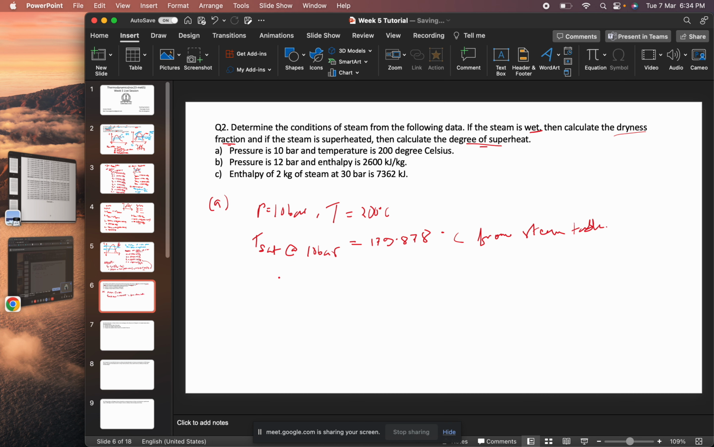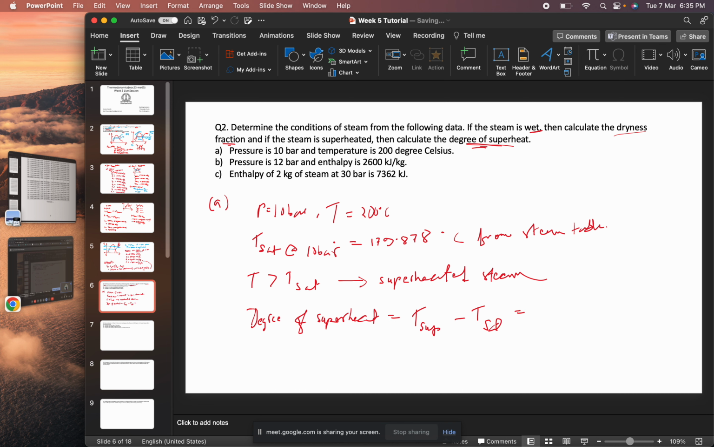Now, the earlier concept I told: if my T is greater than T saturation, what will be the condition of my steam? The condition of my steam is a superheated steam. If it is superheated steam, then you need to calculate the degree of superheat. The degree of superheat formula is simple: degree of superheat is equal to T superheated minus T saturation.